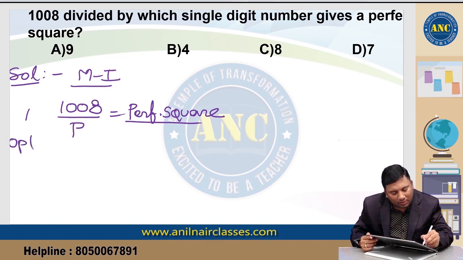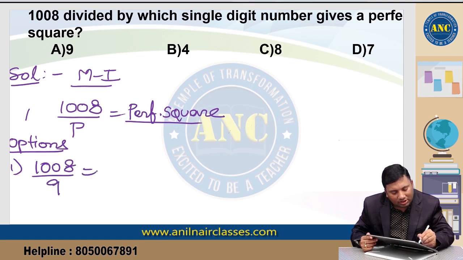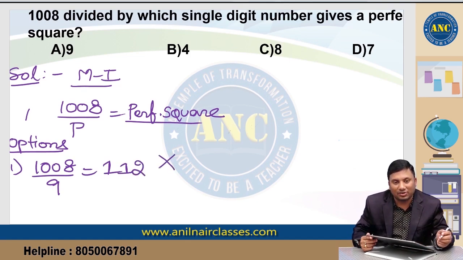So if I use options method, first one, 1008 divided by 9, which is nothing but 9 11s are 99, which is 112. 112 is not a perfect square. Why? Because a perfect square never ends with 2, 3, 7 or 8.